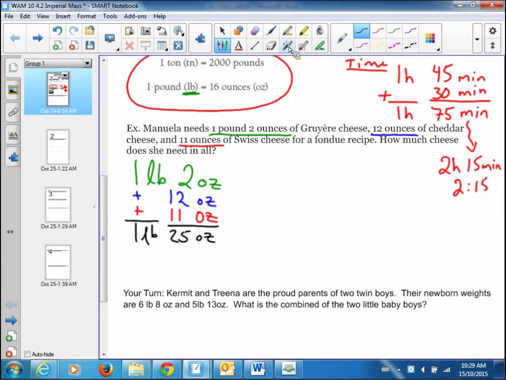This is 1 pound, 25 ounces. You know that 16 ounces makes a full pound, so you think, I could take one group of 16 out of that 25, right? So in your head, you're thinking, I'll take out a 16, minus 16, so I can add 2 pounds. 25 minus the 16 is your 9 ounces.